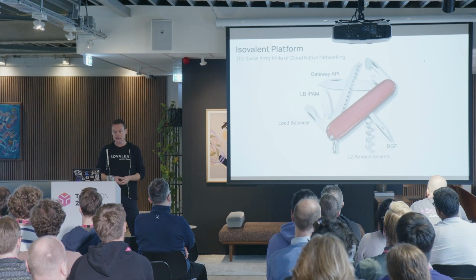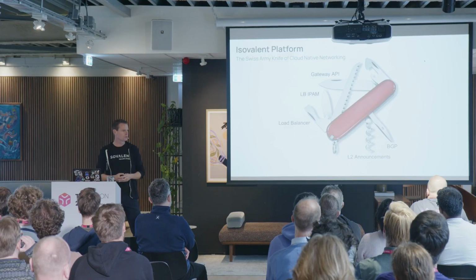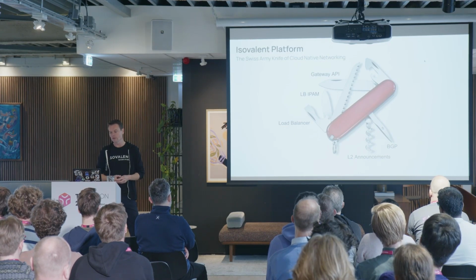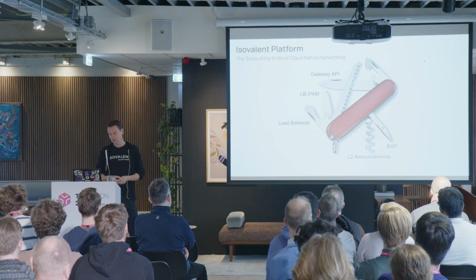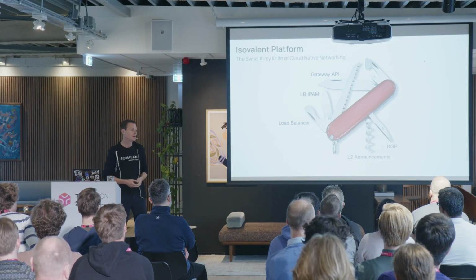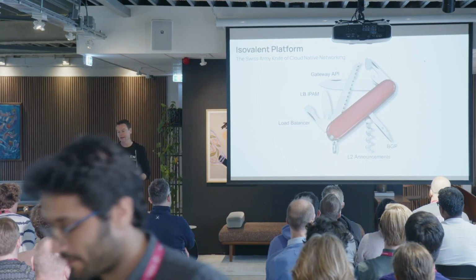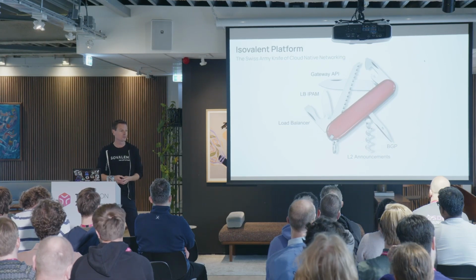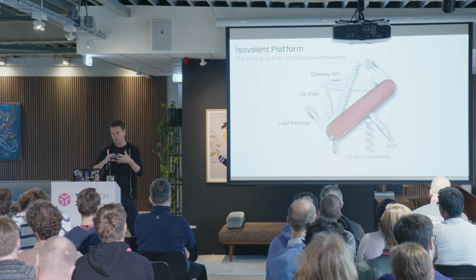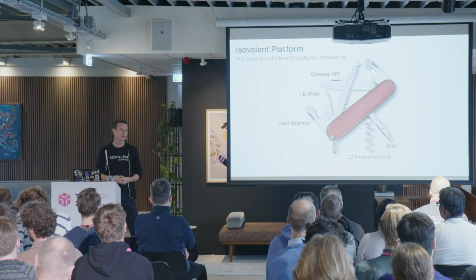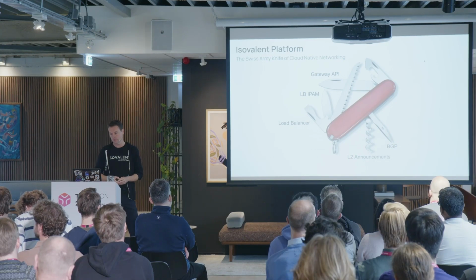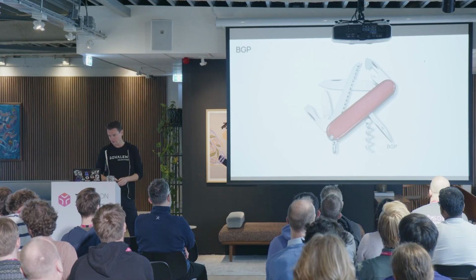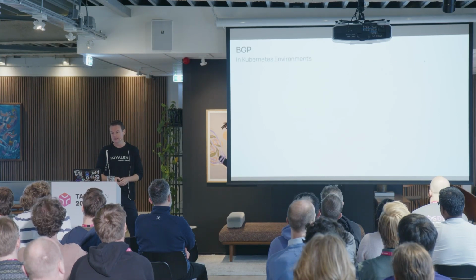So I think the Isovalent platform and Cilium is a true Swiss Army knife of cloud-native networking. And today we're going to focus on load balancing, BGP, LB IPAM, and using, for example, layer 2 announcements as an alternative if you cannot run BGP. And using those tools together provides you a way of connecting your workloads, north-south, from and to your clusters. So let's dive in. Let's start with BGP.